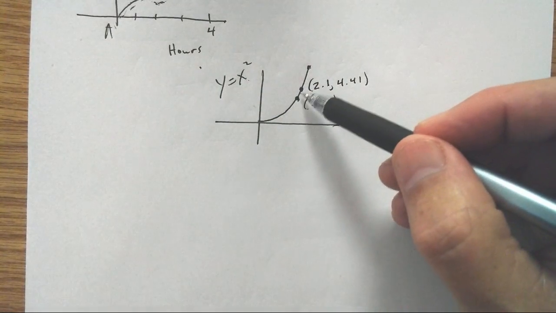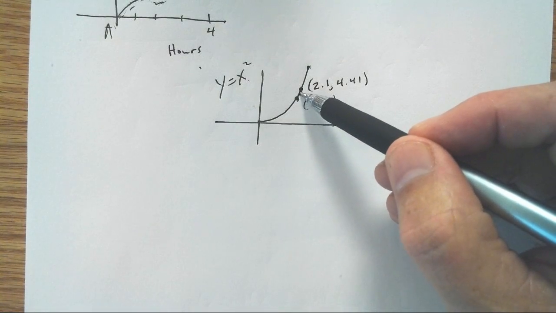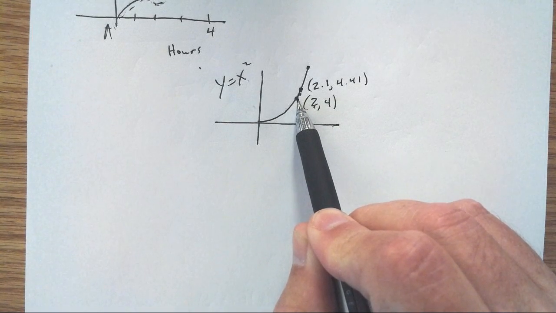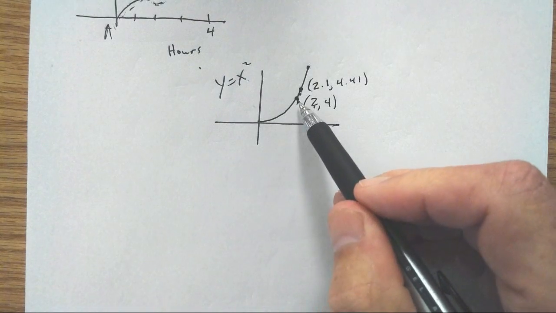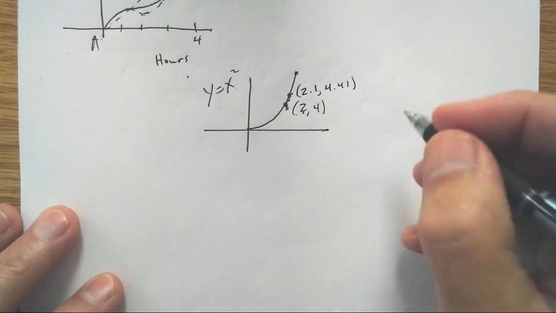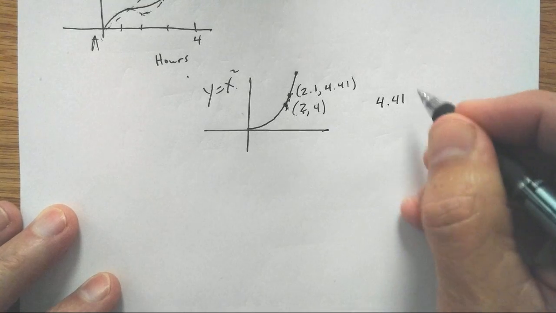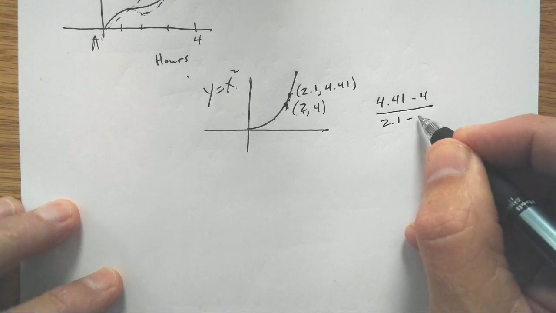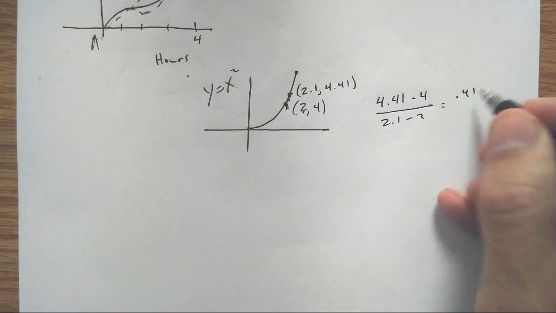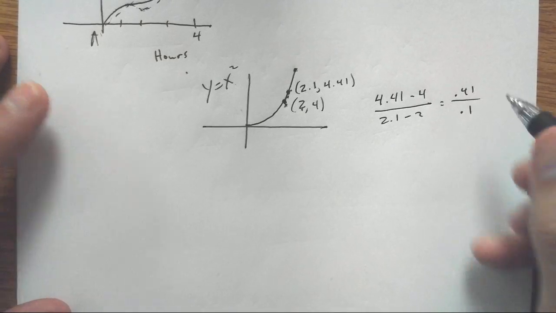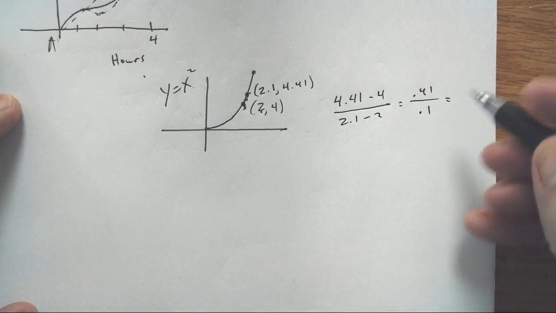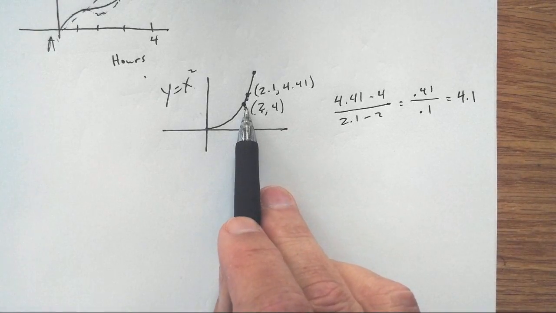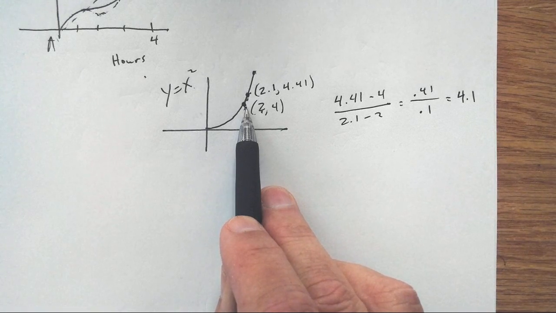And I could say, well, let's find the slope between those. Will that be exactly how fast I'm going at 2? It's going to be a little bit quicker, isn't it? Because I'm kind of finding the slope from here to here. But I could do that, and I could say, well, it's 4.41 minus 4 over 2.1 minus 2. I get 0.41 over 0.1, and if I multiply top and bottom by 10, that's 4.1. And we could say, well, we're going about 4.1 miles per hour, but I believe a little bit less than that.